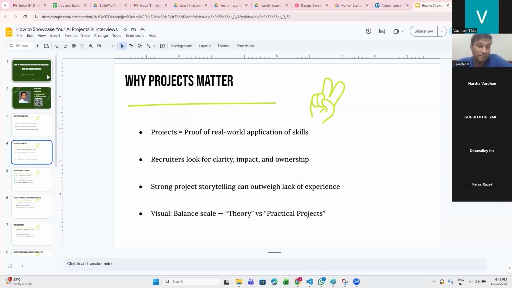Can someone tell me why projects are very important? Maybe you can just unmute. You can keep it interactive, so it need not be only me talking. Why are people thinking projects are important? Why is it that earlier projects were not very important, but now they are? Can someone tell? You can just unmute and speak. That's fine if you want to talk.